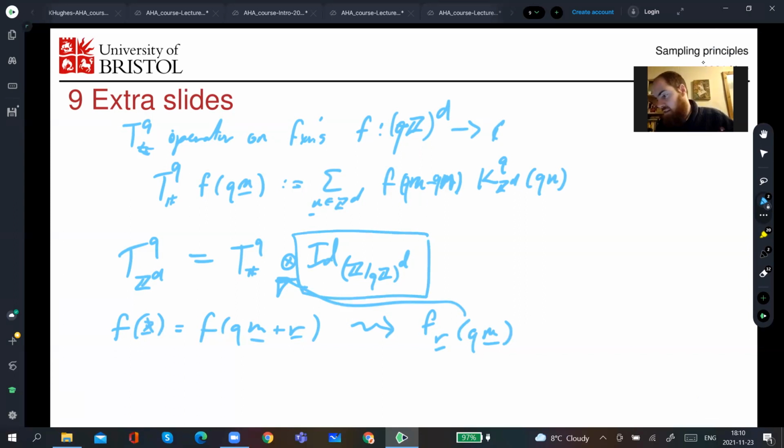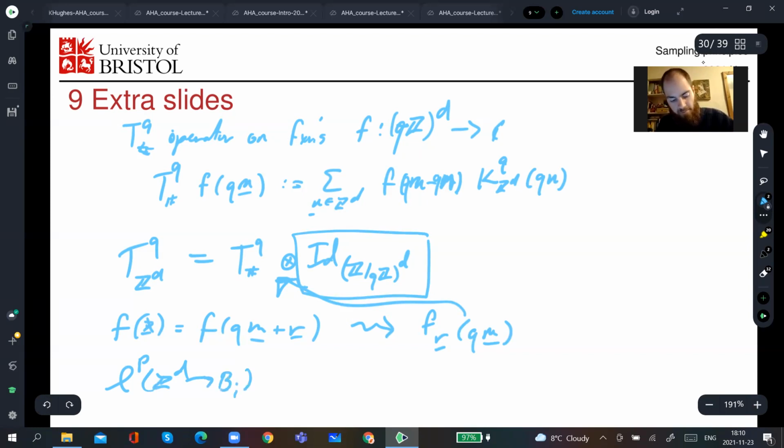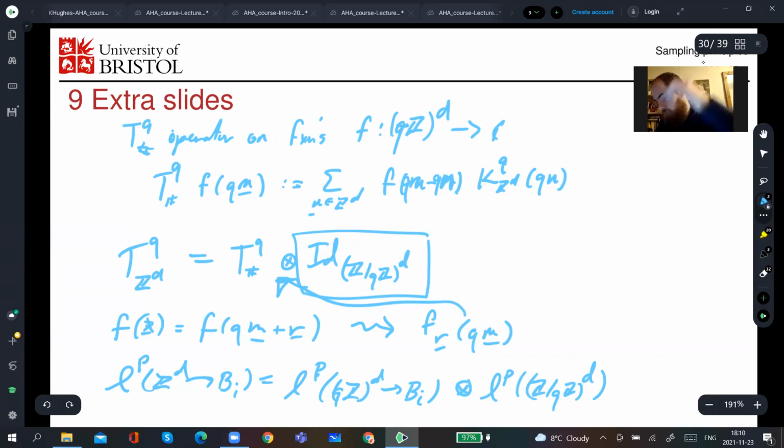And what that allows you to do is write my LP spaces, LP of Z^d to the B_i, as just LP of qZ to the d to the B_i, tensored with LP of Z mod qZ to the d. Right, these are just keeping track of these residue classes here.